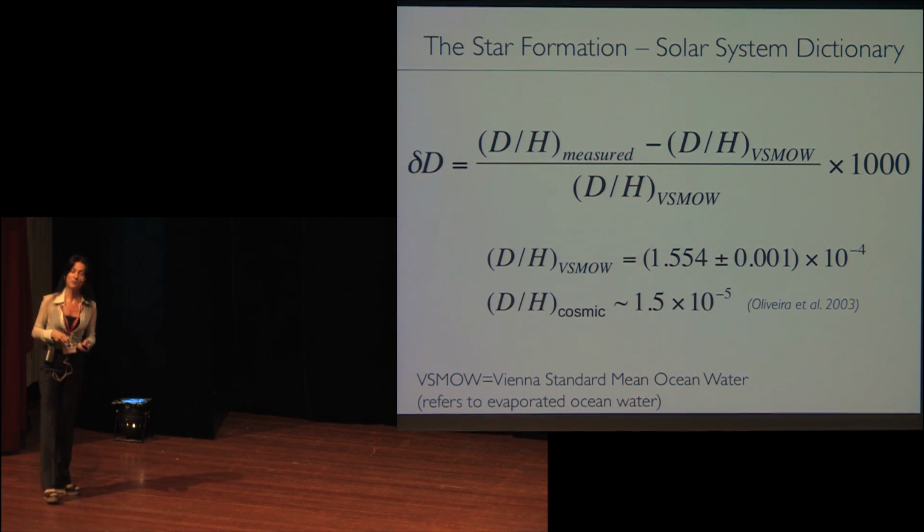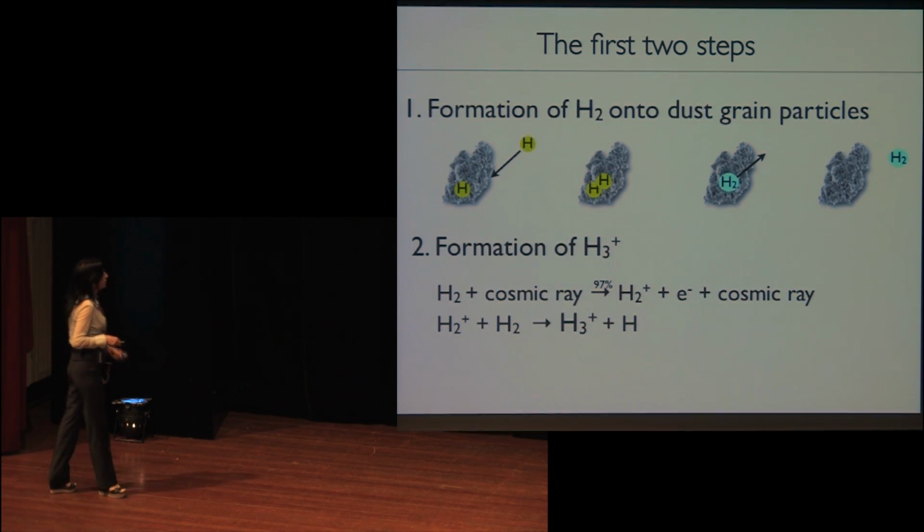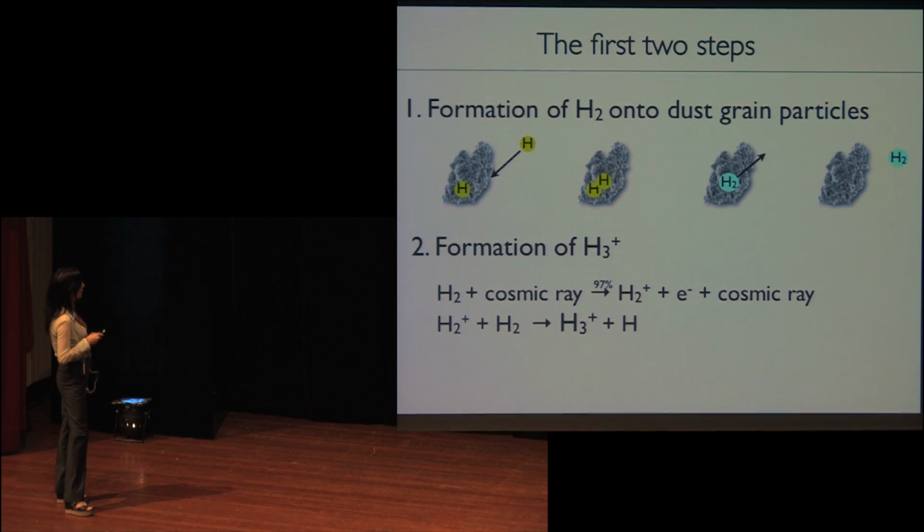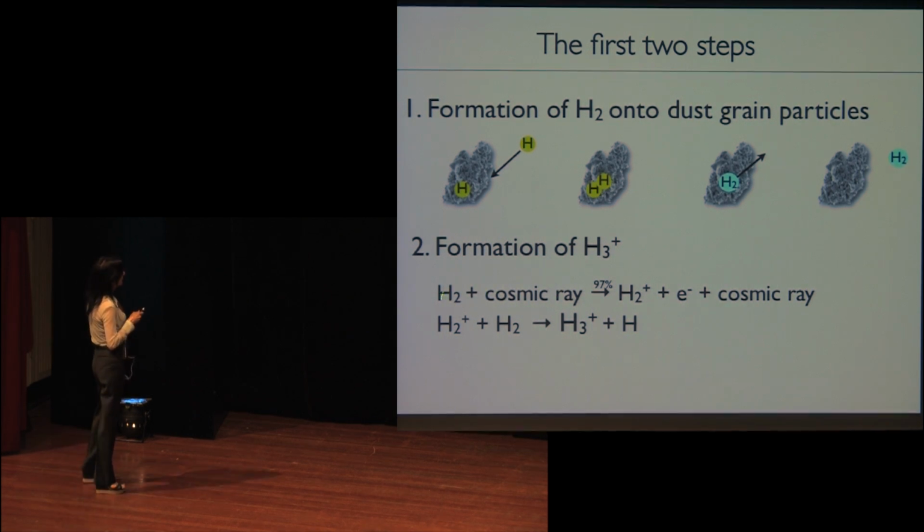So this is probably the first page of our dictionary. For the chemistry, the first two steps: first of all, you have to form molecules, so molecular hydrogen, and molecular hydrogen forms on the surface of dust grains. Once you have done that, then really the fun starts, because then you can produce H3+, the first step toward molecular complexity in the interstellar medium. So you have cosmic rays hitting H2 molecules, and 97% of these form H2+, which then reacts quickly with H2 molecules, because they're very abundant in molecular clouds, and forms H3+.